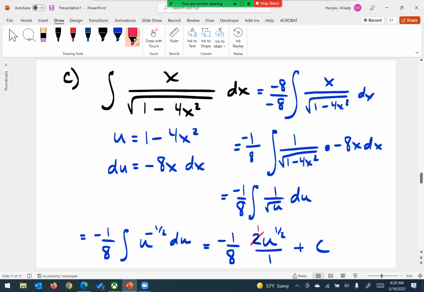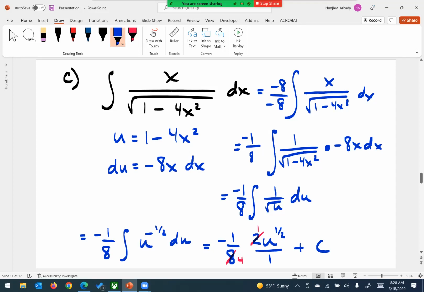plus c. Let's do our reductions here. So that 2 becomes a 1. That guy just becomes a 4. And then we're going to back substitute the u. So don't forget 1 minus 4x to the second. And do a square root there. I'm running out of room. You guys have to help me out. Make sure we get it correctly here. Okay. Are we good there? Let's go back substitute everything in that we need.